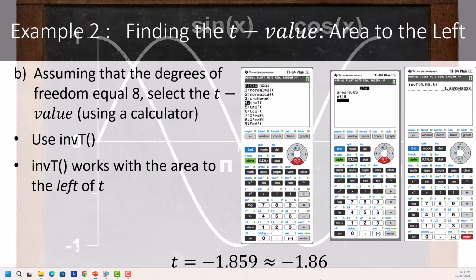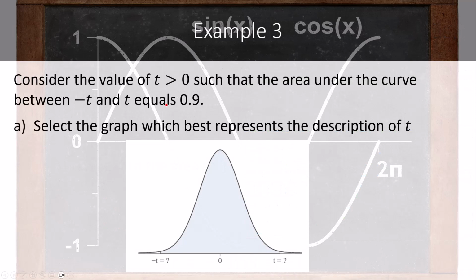What about our last case? Here, we want to consider the value of t greater than 0, such that the area under the curve between negative t and t is 0.9. Okay, well, namely, we are looking for this particular graph. So this is the one that we want to select. All the other ones are going to be wrong.